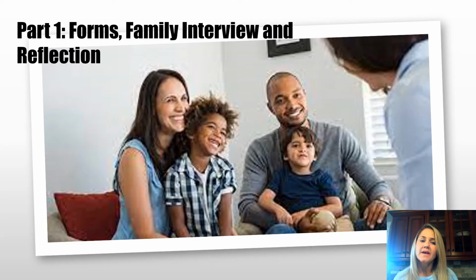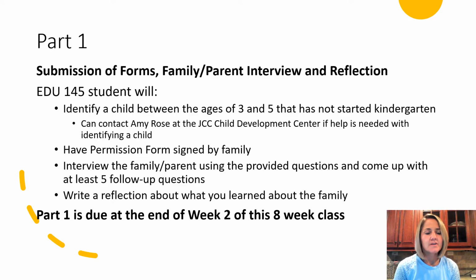The first part is having forms signed, conducting a family interview, and reflecting on that interview. So, of course, the first part in getting started is identifying a child between the ages of 3 and 5 years old that has not started kindergarten yet that you can observe throughout the semester for this project. You can choose a child. If you currently work in childcare, you can choose a child in that childcare facility. If you have connections to someone that works at a childcare facility, you can ask them for help with this.